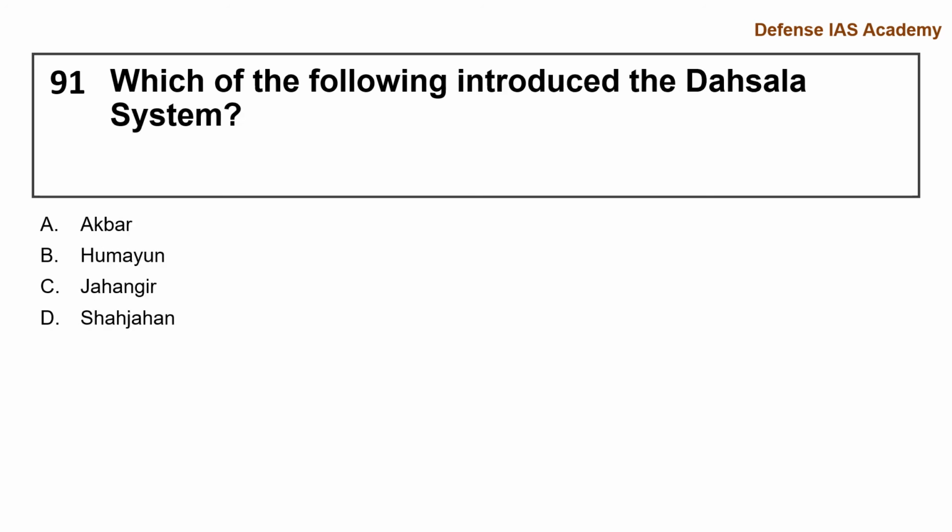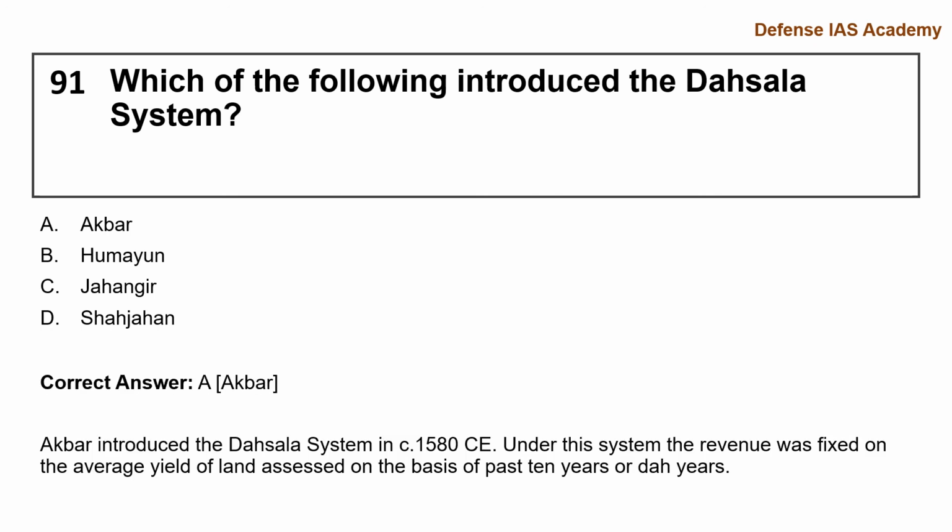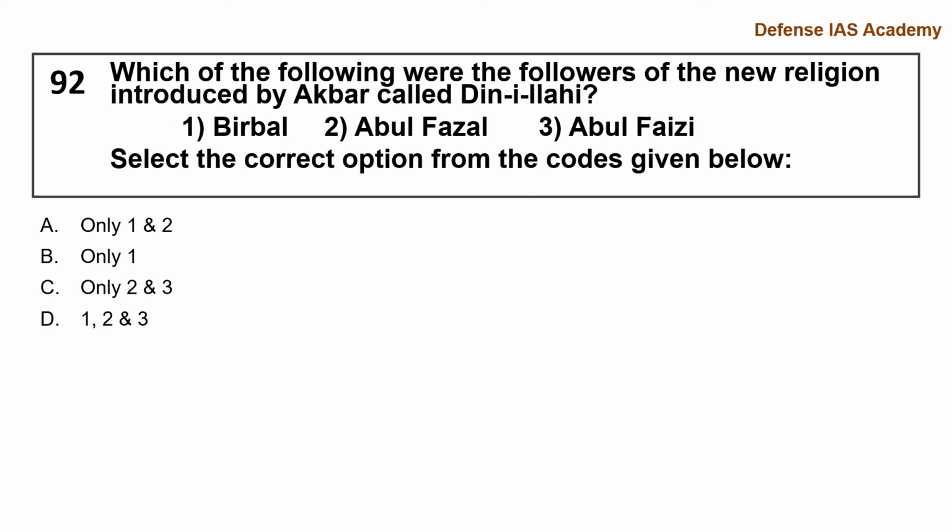Question 91. Which of the following introduced the Dawsala system? The correct answer is option A, Akbar. Akbar introduced the Dawsala system in 1580 CE. Under this system, the revenue was fixed on the average yield of land assessed on the basis of past 10 years or Dah years.